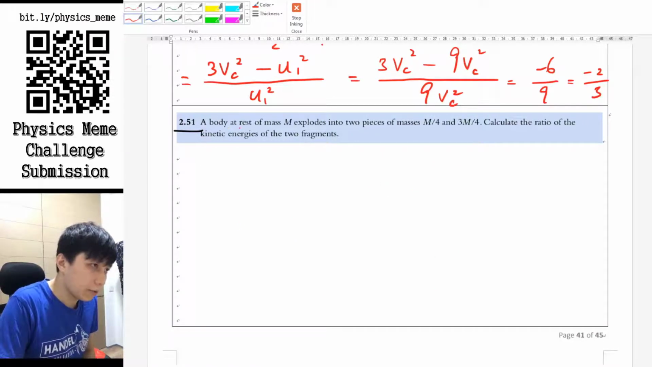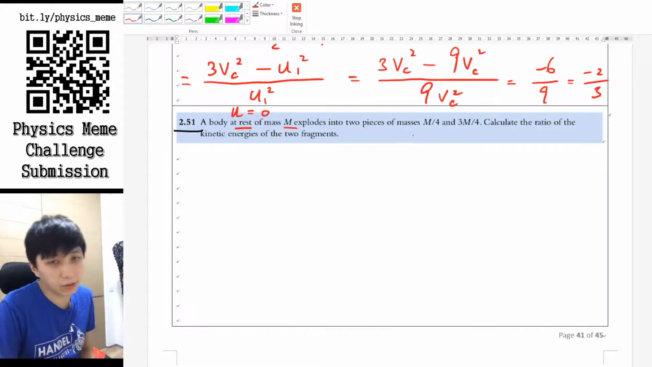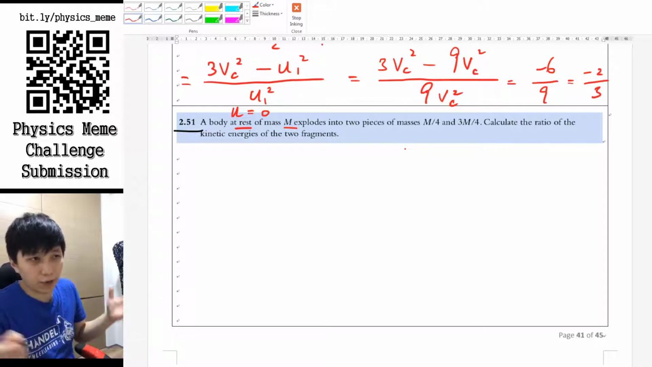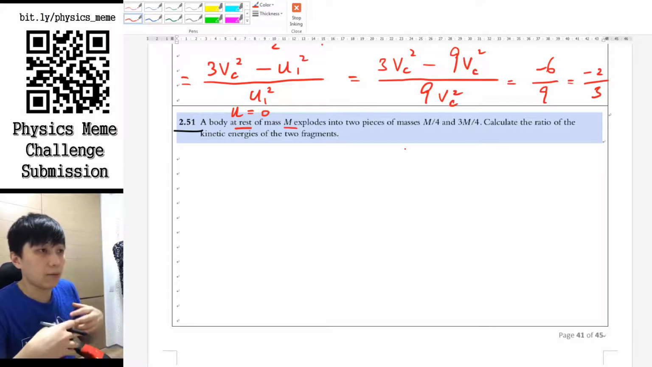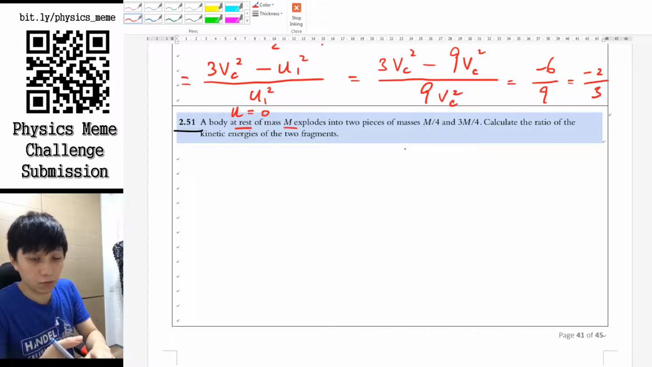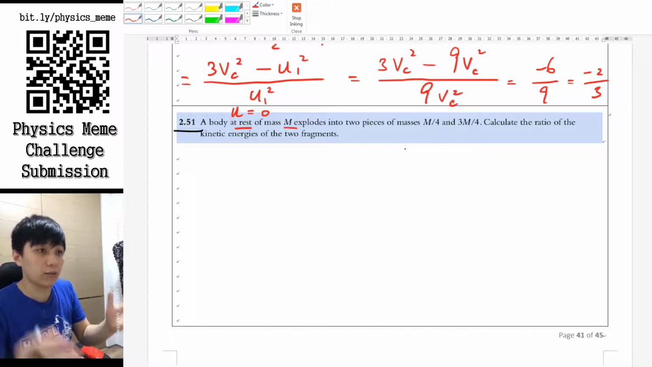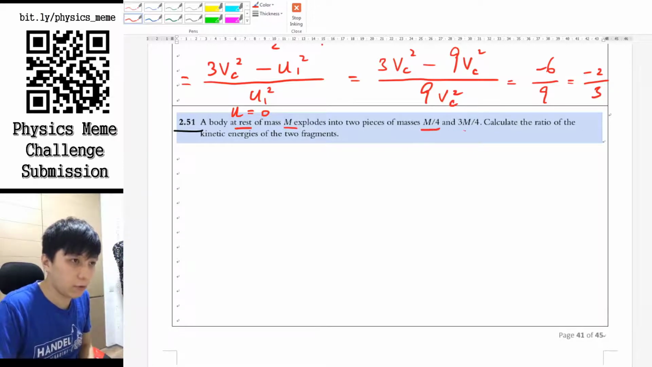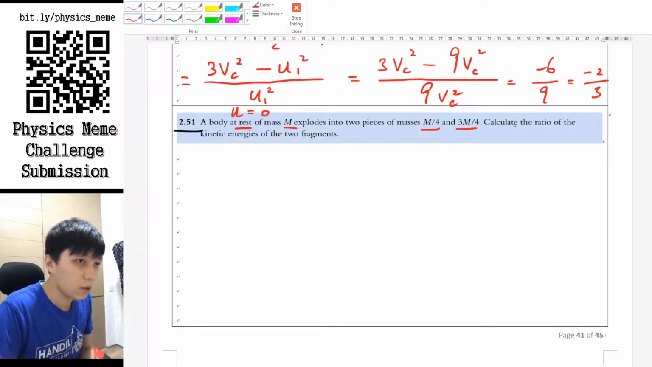It says there is a body that is at rest, so u equals 0, of mass m that explodes into two pieces. You may wonder, what kind of question is this? This is actually one kind of conservation of momentum question, because probably here we are talking about in space, so there's no other force that will be relevant, no air resistance, no gravity as well. So when you explode, that will be the internal force that pushes each other apart. So two masses, m over 4 and 3m over 4, which you can see add together will just be m, so there's nothing else, just these two. Calculate the ratio of the kinetic energies of the two fragments.